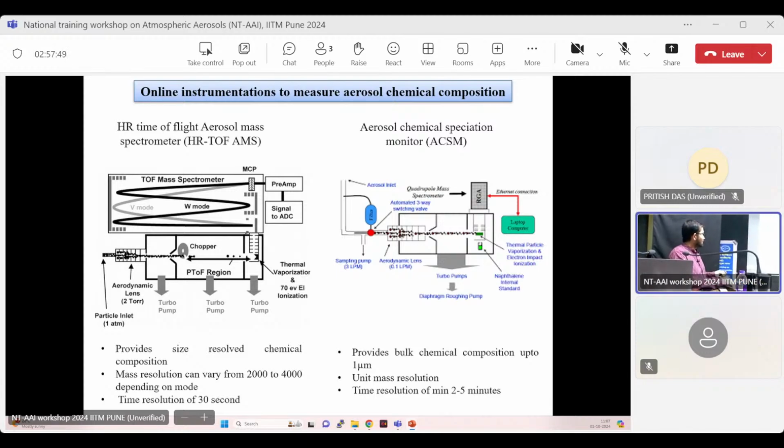Once it reaches this point, there is a capture vaporizer where we keep the temperature at around 600 degrees, so it immediately vaporizes. We have a tungsten filament here, which is also heated and emits electrons. These emitted electrons immediately ionize all the gaseous molecules evaporated from the aerosol particles. Then they are immediately detected as a mass, as unit mass.